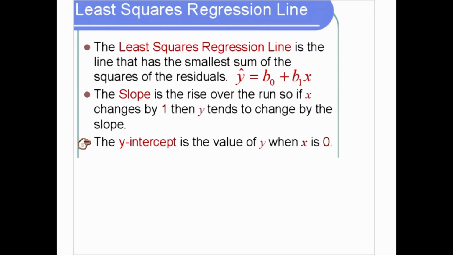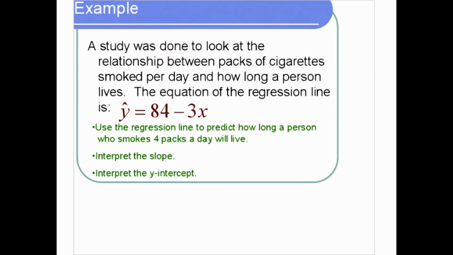Okay, and the y-intercept, that's when x is 0. So the y-intercept is the value of y when x equals 0. Now, what you're probably not used to doing is thinking about what this really means when you're talking about using a line. And that's what I have for you next. Okay, so here's the first thing.